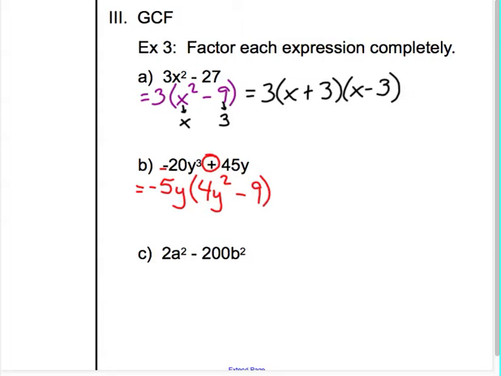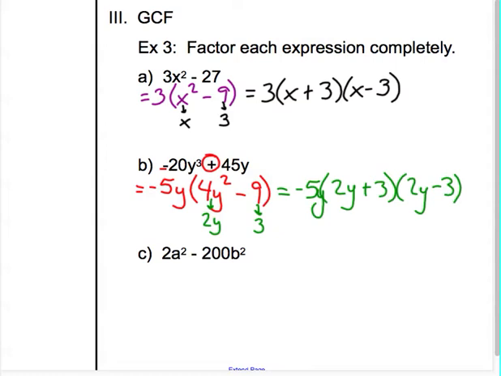So now we find the square root of each term. The square root of 4 is 2, and the square root of y squared is y. And the square root of 9 is 3. So we keep our original GCF, our negative 5y, and then the 2y and 3 are the pieces for our conjugates, so 2y plus 3 and 2y minus 3.